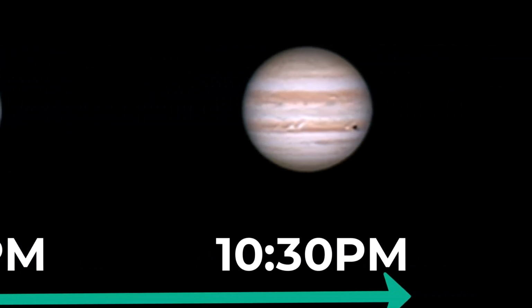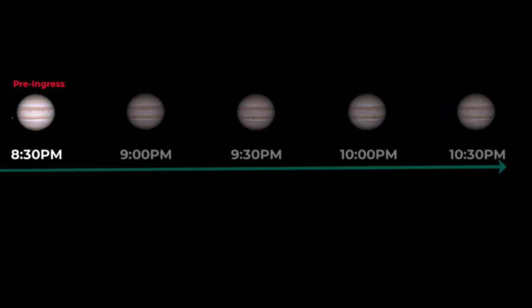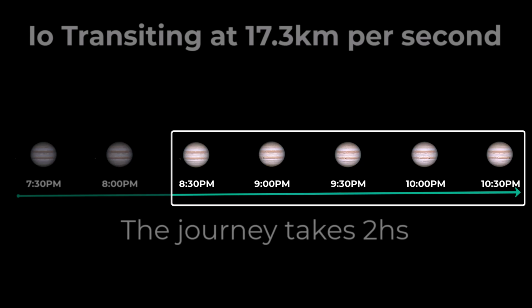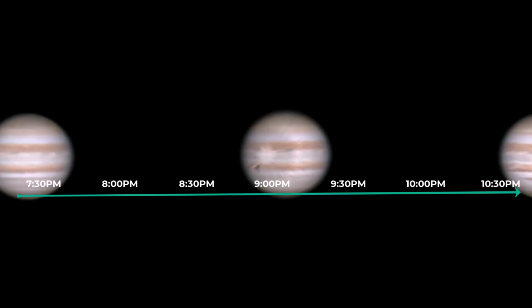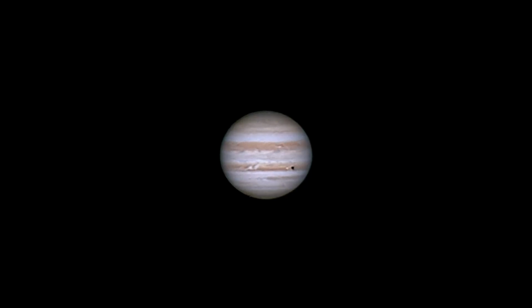And if we measure from frame 3, which is right before ingress, to frame 7, which is shortly before egress, Io takes about 2 hours to transit Jupiter. Now, these still images are awesome, but you know what's more awesome? Animation. Here's the result of 36,000 frames captured in 4 hours. I'm going to quickly share how I did it, and I think you'll find that it's relatively easy, but it is a lot of work. And the more time that you put into it, the better the results.